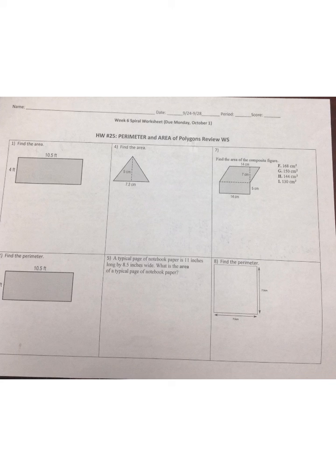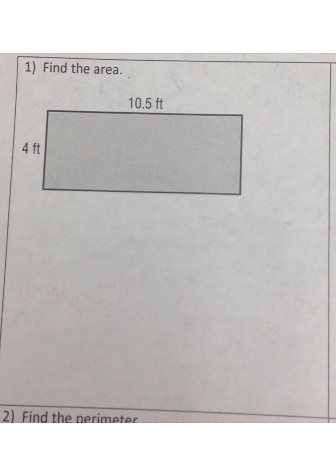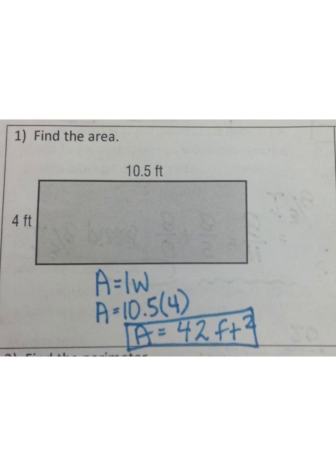Turn the page. Make sure you have the following problems in front of you. Number 1, find the area. Area is how much space this figure is taking up, and the formula is length times width. So 10.5 times 4 is 42 square feet.